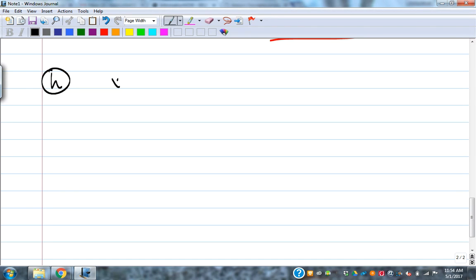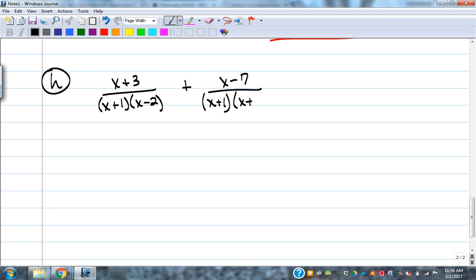All right, let's look at this one. x plus 3 over x plus 1, x minus 2, and then x minus 7 over x plus 1, x plus 5. So these two have a little bit more going on in the denominators. They're not completely different. What do they share? They both have an x plus 1. So the first one has x plus 1 and x minus 2. The second one has x plus 1 and x plus 5.